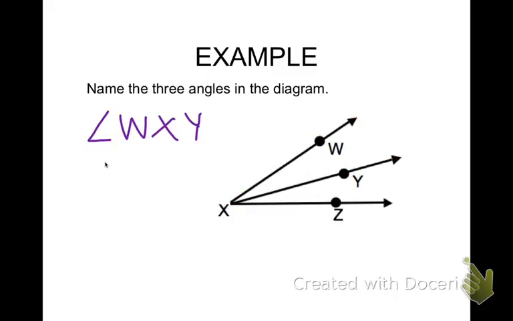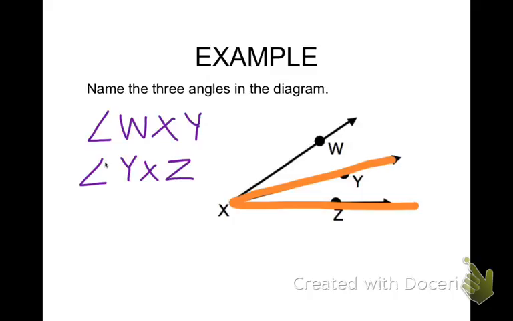What will be the bottom angle down here? Chance? Y and Z. Good. So angle YXZ. Could we have gone ZXY?